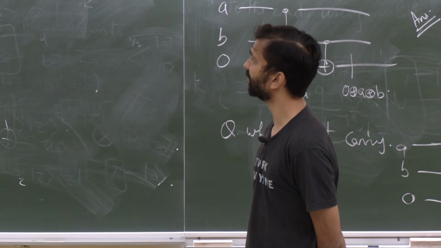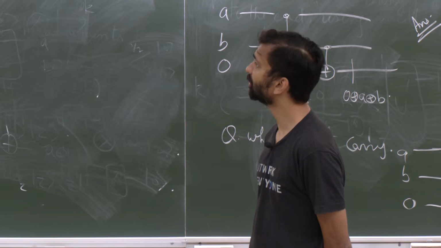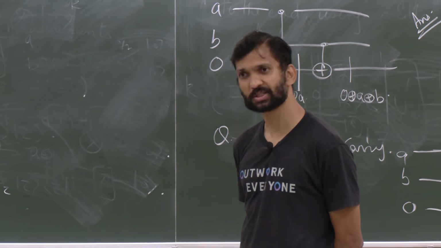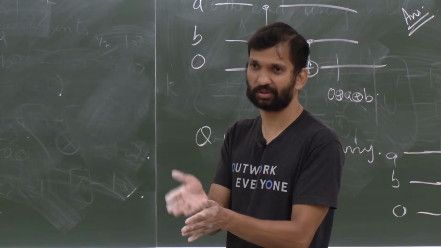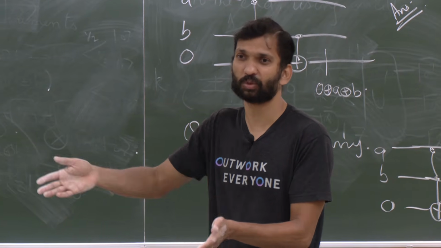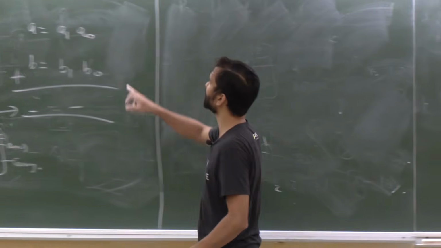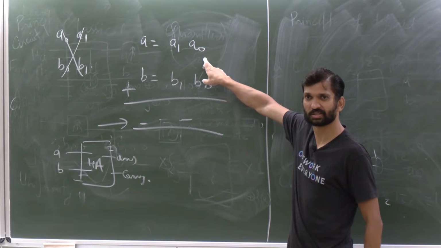So for example, if A is 2, then A1 is 1 and A0 is 0, right? How do you represent 2 in decimal, in binary? 1, 0, right? So 1 is the more significant bit, 0 is the least significant bit.